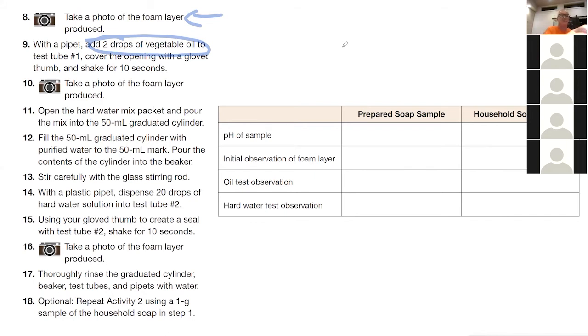The next thing you're going to do is that there's a package. It's just called hard water mix. And basically all that is just magnesium and calcium salts. Now, what's the difference between magnesium, calcium, and the sodium?